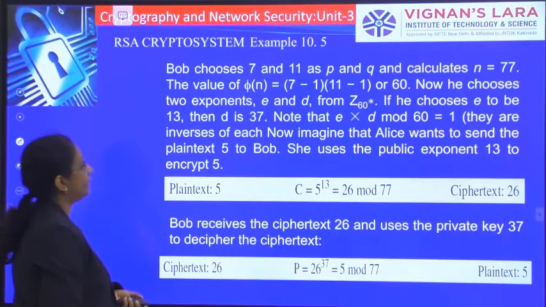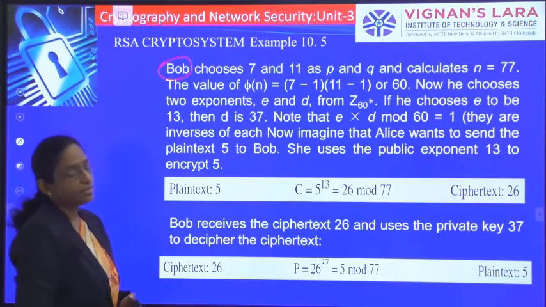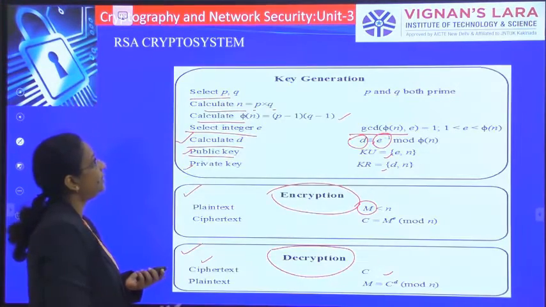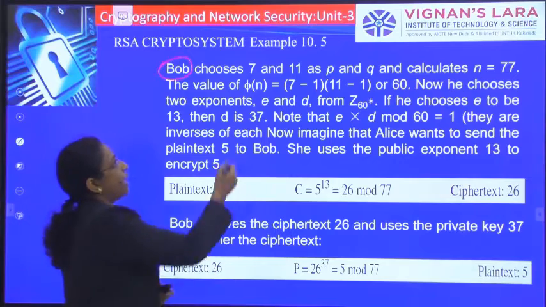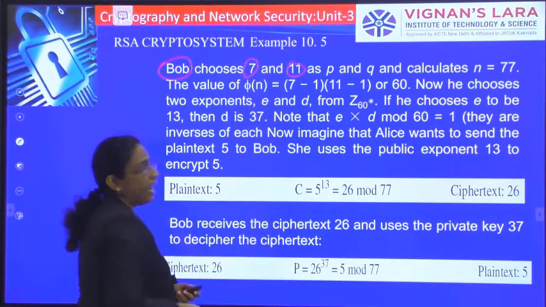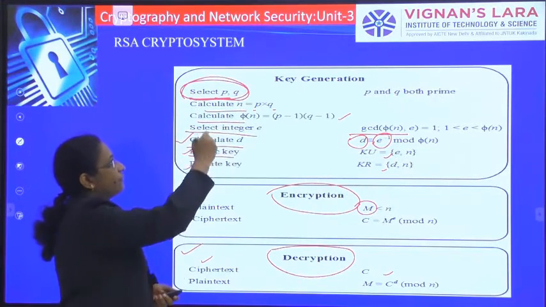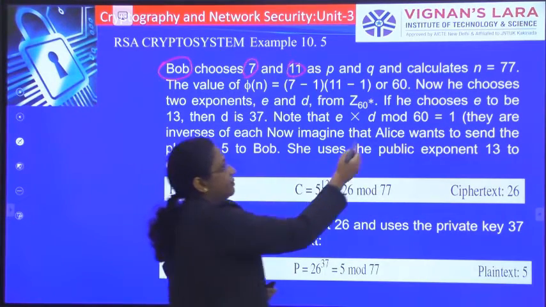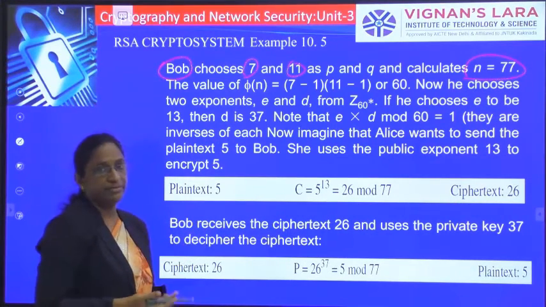So this is one example of that RSA crypto system. Here Bob is generating the keys, doing the key generation. He is selecting two prime numbers, as we have said, P comma Q. Here he will be selecting two prime numbers 7 and 11. Then next he will be calculating n, where n is equal to P into Q, that is 11 into 7, 77.